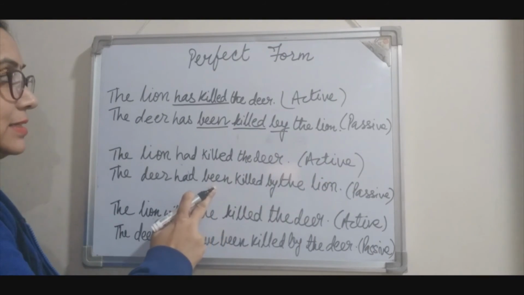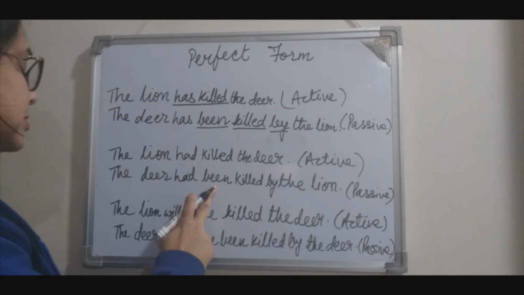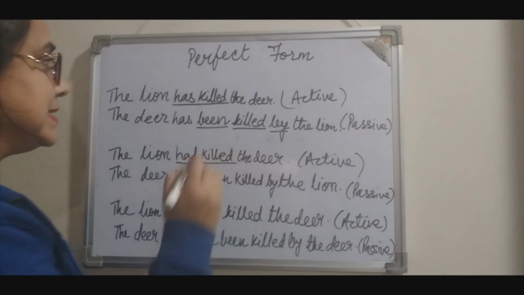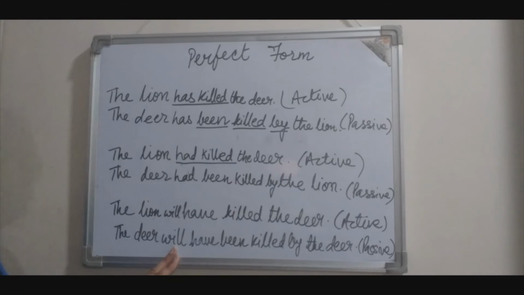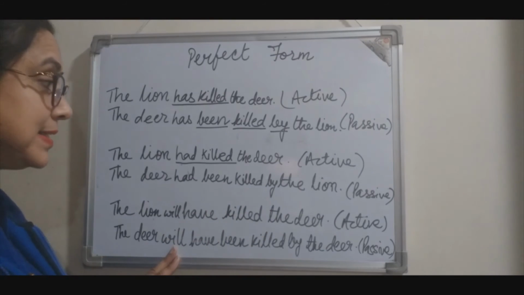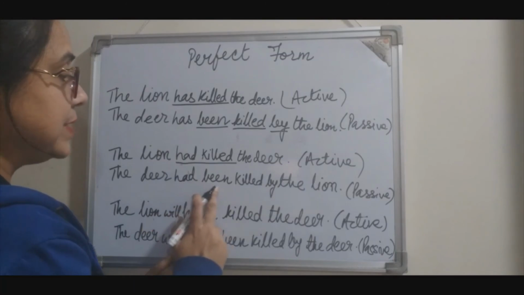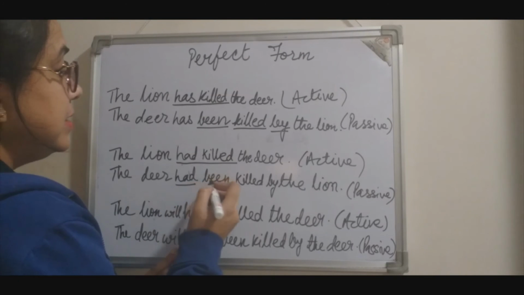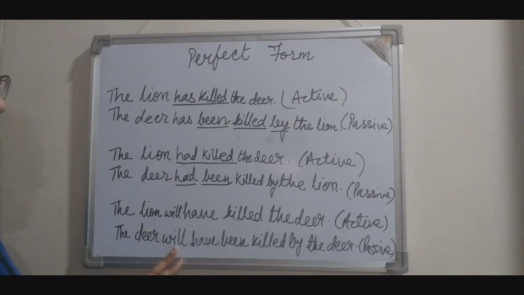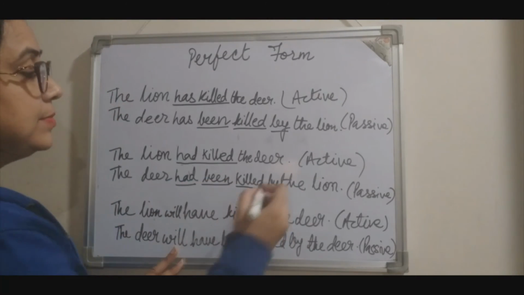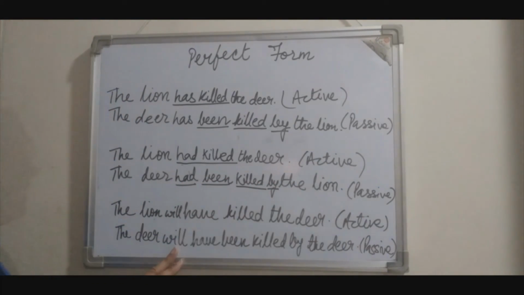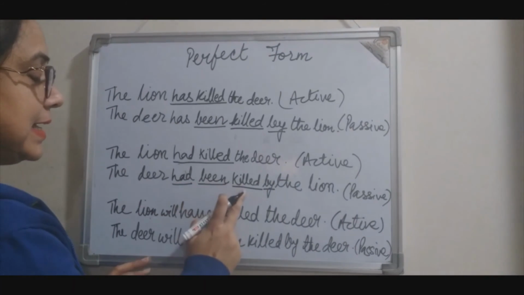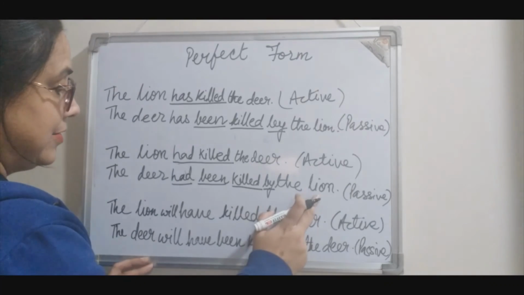Similarly, let us take a look at the past perfect tense form. The sentence, the lion had killed the deer, here the verb is in past perfect tense. So how do we change? All the rules remain the same. So had remains the same. Then a new auxiliary is added, that is been, and the third form of the verb and the preposition by, and then the object. So the passive form is the deer had been killed by the lion, right?